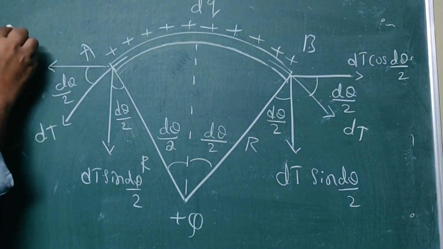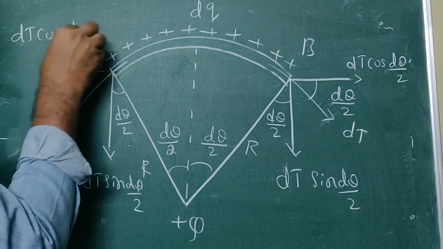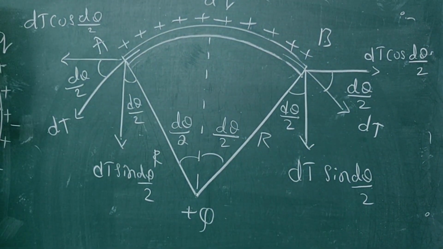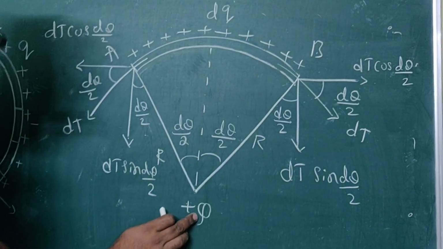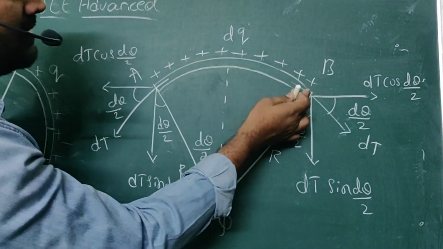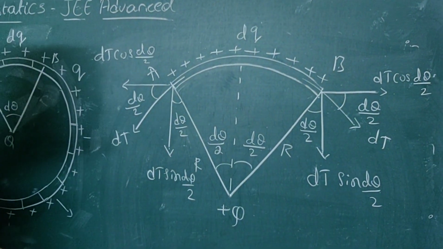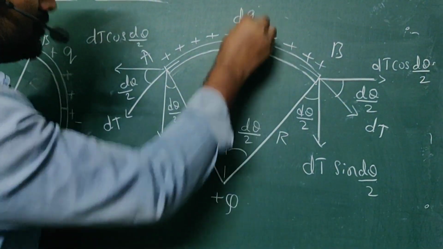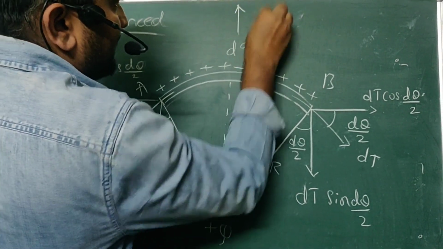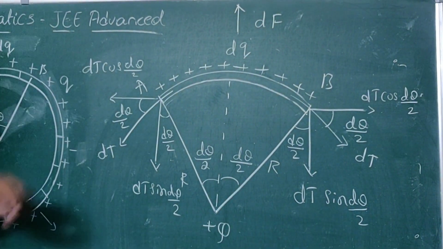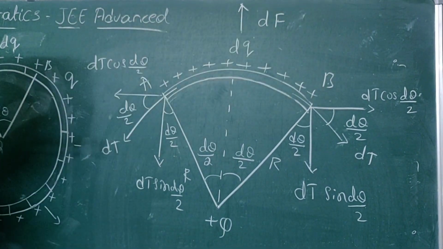Here you have dT d theta by 2. Now apart from this, as you have placed a point charge Q at the center, and here you have a small amount of charge on the arc length AB, obviously according to Coulomb's law there should be a repulsive force between these two charges. Let us say that repulsive force acts here. I'll call this force dF. dF is the electrostatic repulsive force acting on the arc length AB of charge dq.